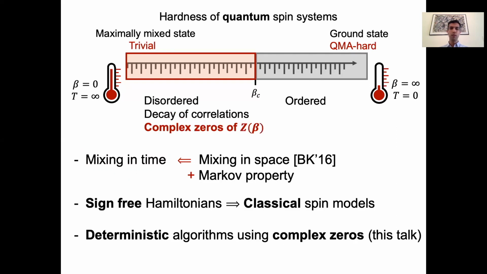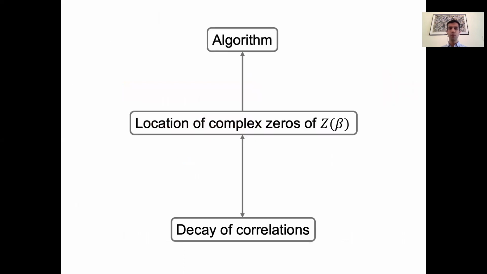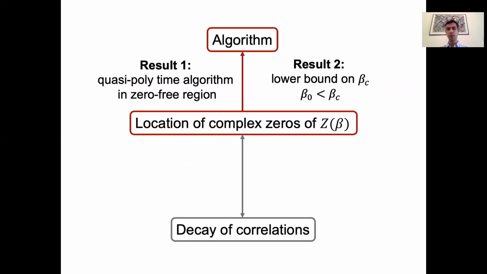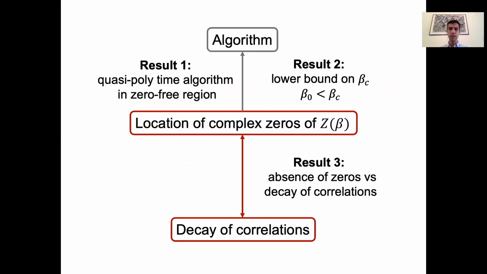And as I mentioned earlier, there is a new family of algorithms due to Barvinok that uses the complex zeros instead of the decay of correlation. In our work, we show that this method can be naturally extended to the quantum setting too. So before going into the details, let me first give you a brief overview of our results. We have some results that connect finding an approximation algorithm to the complex zeros of the partition function. And we have some results that connect the two different ways of characterizing the thermal phase transition. Let me begin by telling you more about these complex zeros and our first result.